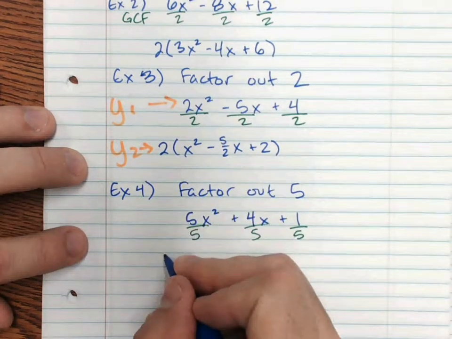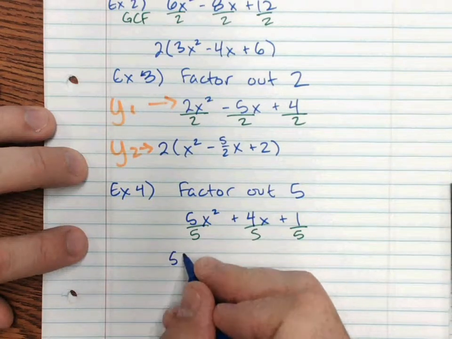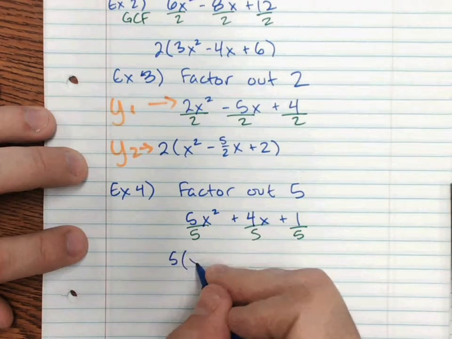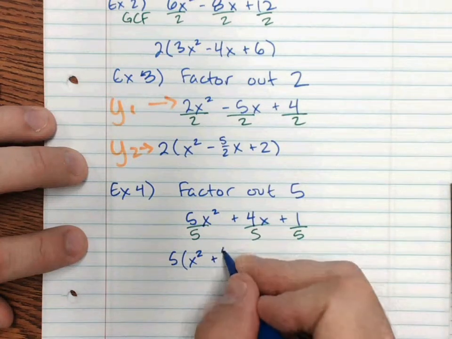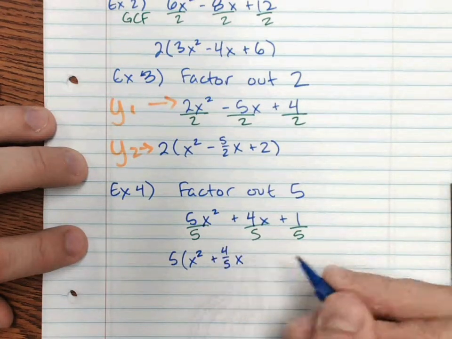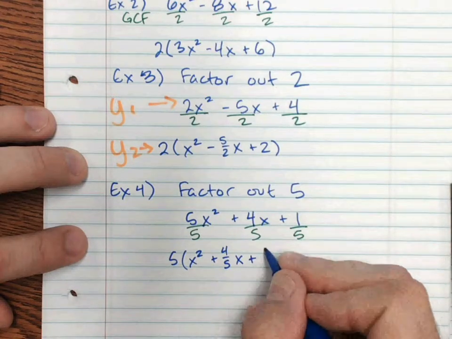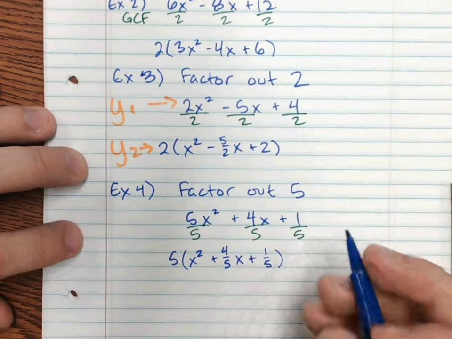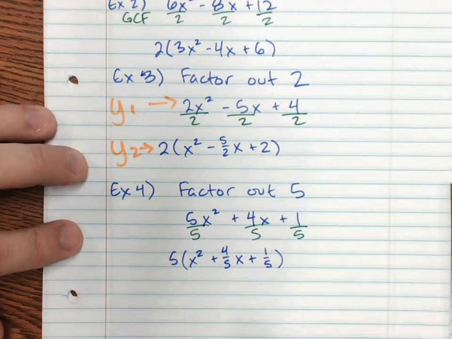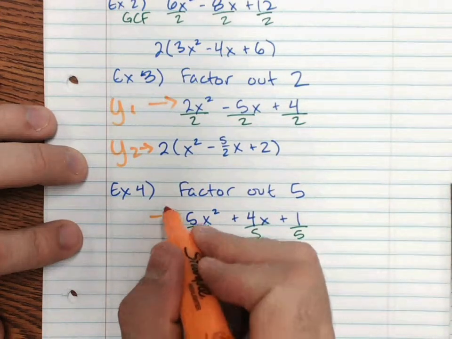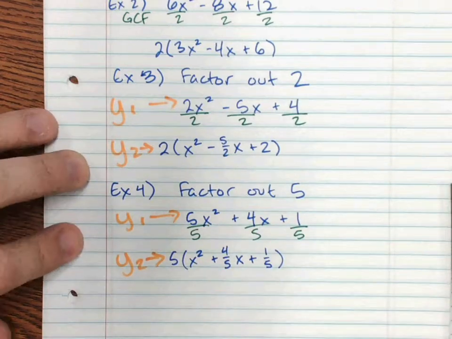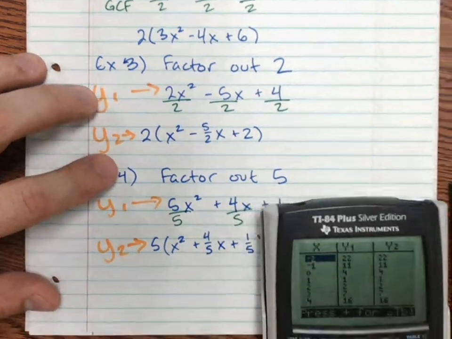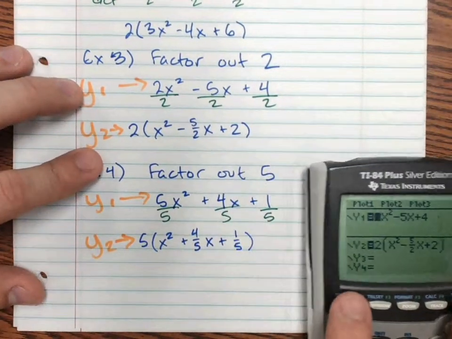So I'm going to say 5x squared divided by 5 is going to be x squared. 4 divided by 5 does not divide evenly, so we're going to leave it. And 1 divided by 5 does not divide evenly either. Okay? So this, again, we can plug this into y1, plug this into y2, and check to make sure that our solutions are correct. So let me see if I can get this on the screen here.